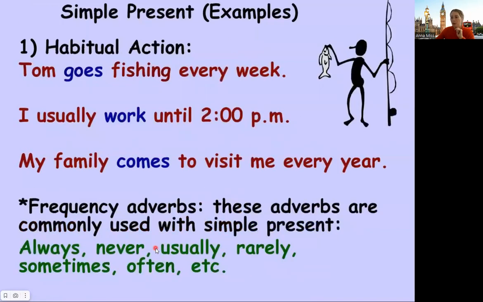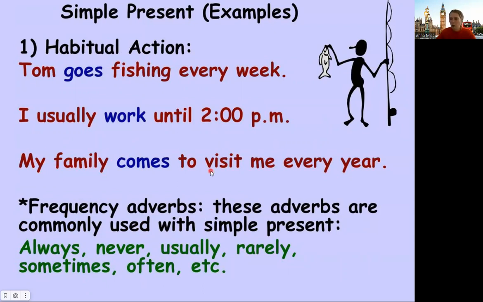If we're talking about present simple, I mean a daily routine, a habitual action. We use just the simple verbs. Don't forget about the third person -s in the verb. Tom, he goes fishing every week. I usually work until 2 p.m. My family comes to visit me every year.